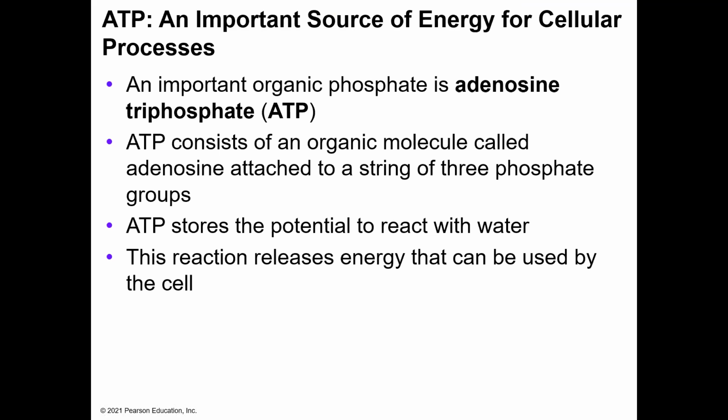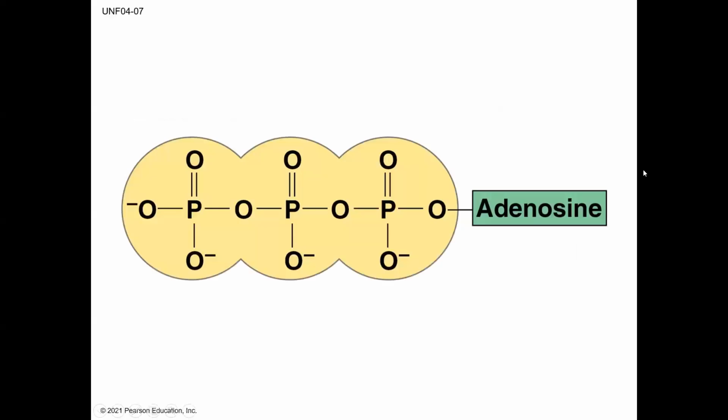An example of an organic molecule and the functional groups associated with it would be ATP, which I mentioned a while ago. ATP is adenosine triphosphate. It is the energy molecule for life. It is the energy molecule that all of life has used and has evolved to use for energy. ATP stores the potential of energy and the potential to react with water. And this reaction releases energy that can be used by the cell.